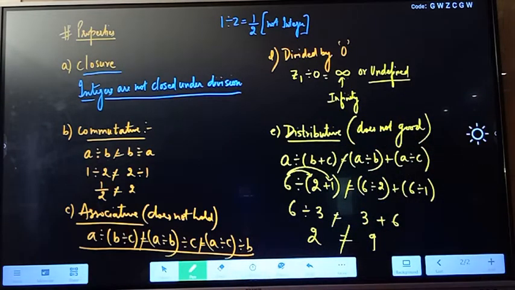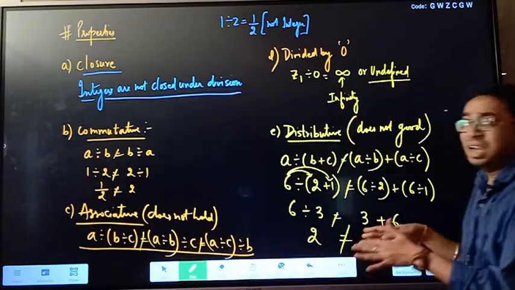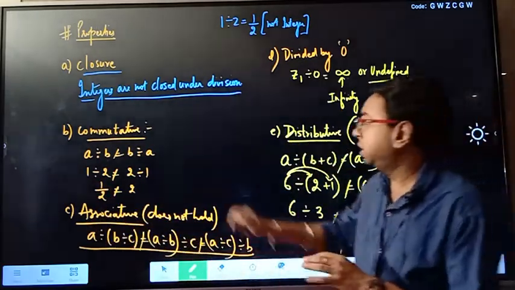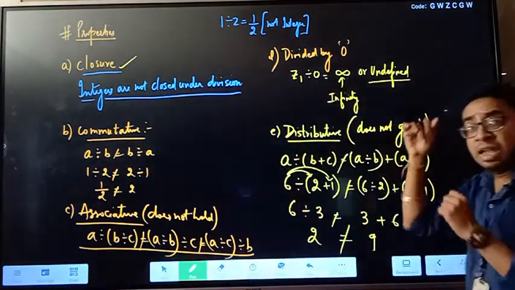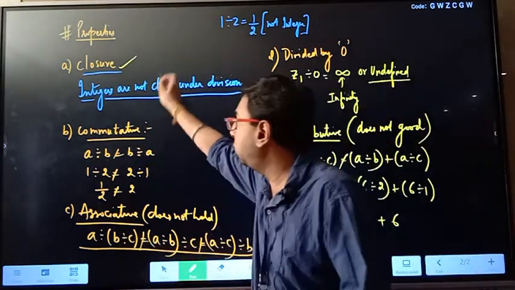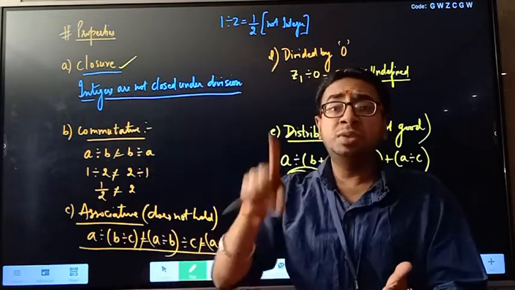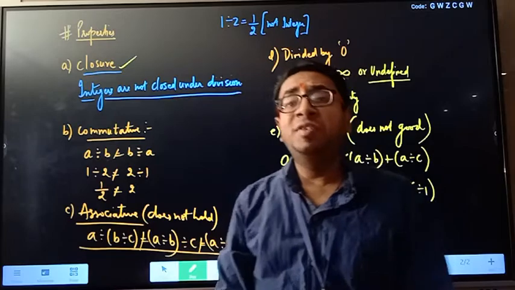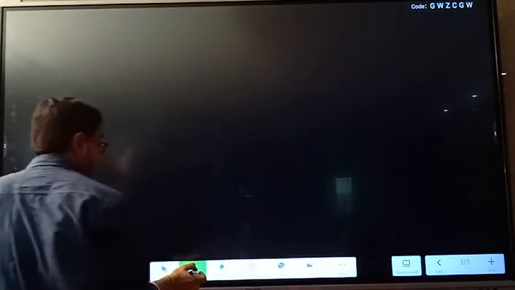It's a very, very important rule. So it means that division does not follow any of the properties, neither closure nor any other. Even the closure property, which was followed by addition, subtraction and multiplication, is not followed by division. Clear with this? So let's sum up the properties first. That's very, very important.